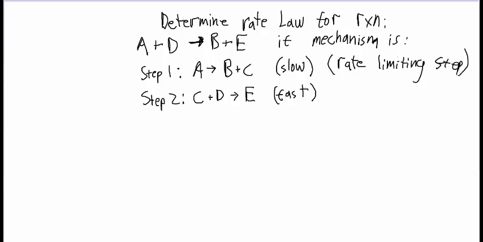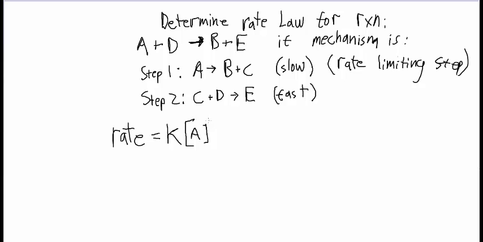So part of this trick is to understand that if we can figure out the rate of the rate limiting step, that is the rate of the reaction. We know the rate law equation takes this form. Rate is the rate constant times the concentration of reactants to a specific power that we call the order.